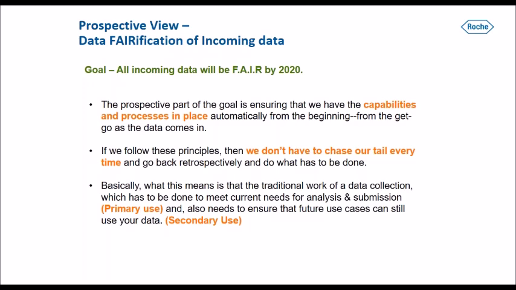rather than going back and fitting the data for pooling purposes. Today we are building capabilities and processes so that automatically when the data comes in, the data is FAIR. So we don't have to go back and chase our tail every time and retrospectively fix things. This means that all the incoming data in future will support 2 things. One is the primary use, which is to answer the primary objectives and the exploratory objectives as defined in the protocol. The secondary use is to answer any key scientific questions that may arise in the future.